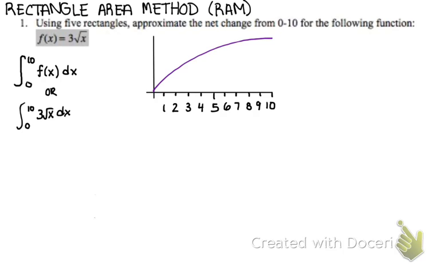The very first thing I do is I look at how many rectangles I'm using over the interval. So here I notice I'm using 5 rectangles and the interval is from 0 to 10. So I have to ask myself, how wide will each rectangle be? Well, 0 to 10 is 10 units, and I'm dividing by 5 rectangles, so each rectangle will have a 2-unit width.